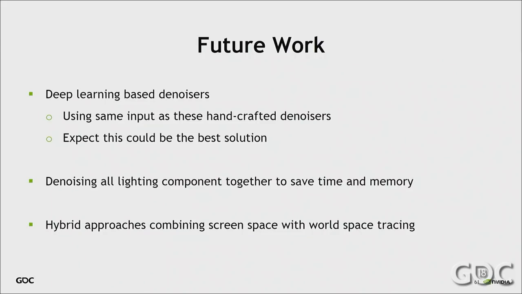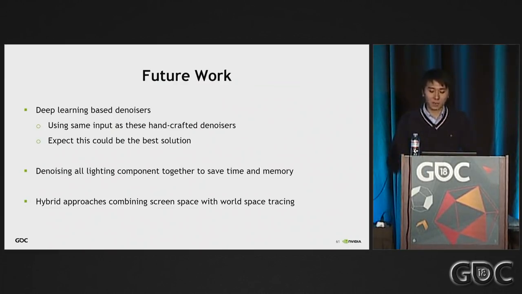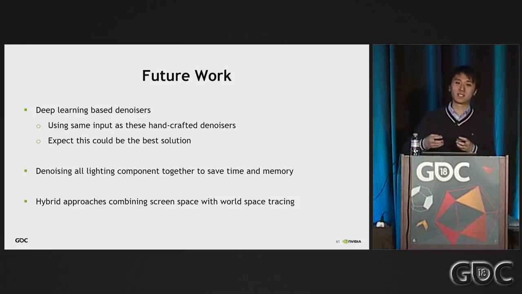There are many existing works that already leverage deep neural networks to denoise fully path traced images. And given the same amount of input, the neural net should at least be able to figure out the same kernels that we're using by the handcrafted ones. And by combining multiple convolutional layers together, it should be able to figure out how to use more types of kernels. So eventually, maybe that's better. Other than that, we're also actively looking at combining some of these passes into a single pass so that we can save some time and memory. And finally, we're also looking into combining some screen space ray tracing with real ray tracing so that for data that's actually on screen, we can increase our effective sample count.